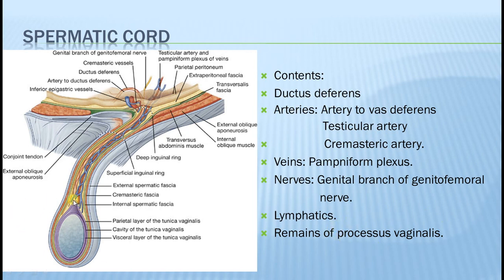So actually the processus vaginalis should obliterate in its upper part, and the lower part remains as the tunica vaginalis, which is a closed sac. The upper part is present, and if it is not obliterated or is patent, it might create a hydrocele condition, or it might also lead to herniation. Okay, so the contents are ductus deferens, artery to ductus deferens, testicular artery, cremasteric artery, pampiniform plexus of veins, genital branch of genitofemoral nerve, lymphatics, and remains of processus vaginalis.